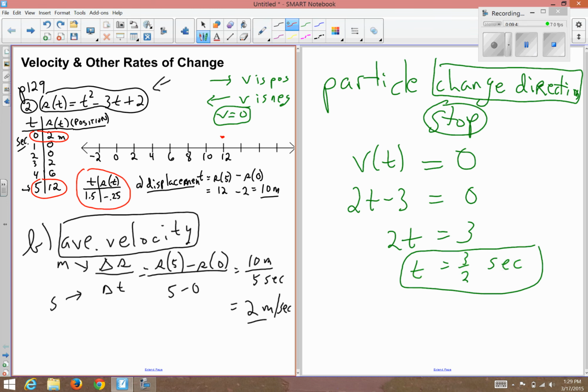Starting over. At time 0, this is where the particle starts, 2 meters. Look down here, right here. 1 second goes by and it's at 0. After 1.5 seconds, it's at negative a quarter. So that actually happens to be the time, 1.5 seconds, when it changed direction. So it stopped here for an instant so that it can, after 2 seconds, end up back at 0.